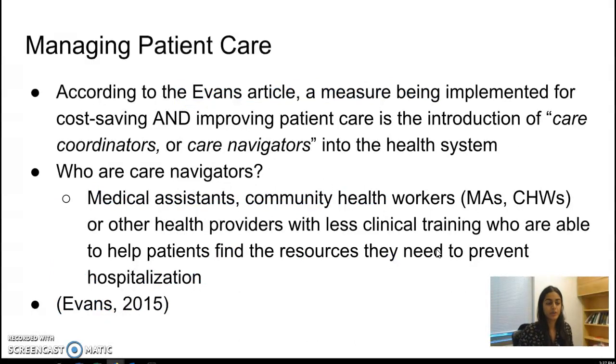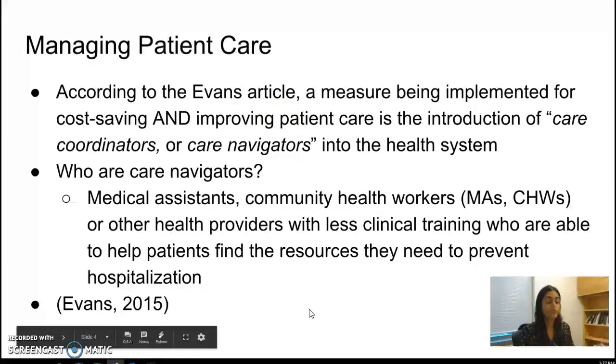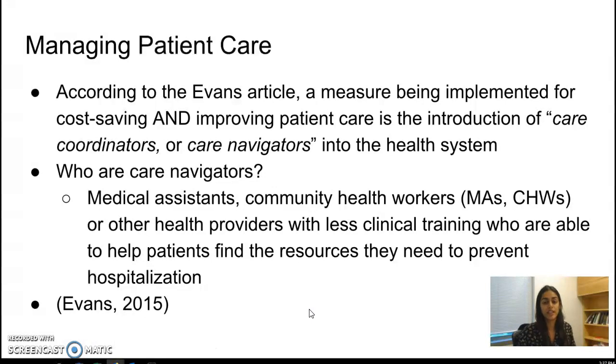Last lectures we were talking about primary care and prevention. So patient care, according to the Evans article, a measure being implemented for cost saving and improving the experience and outcomes of patients is the introduction of care coordinators or care navigators into the health system.